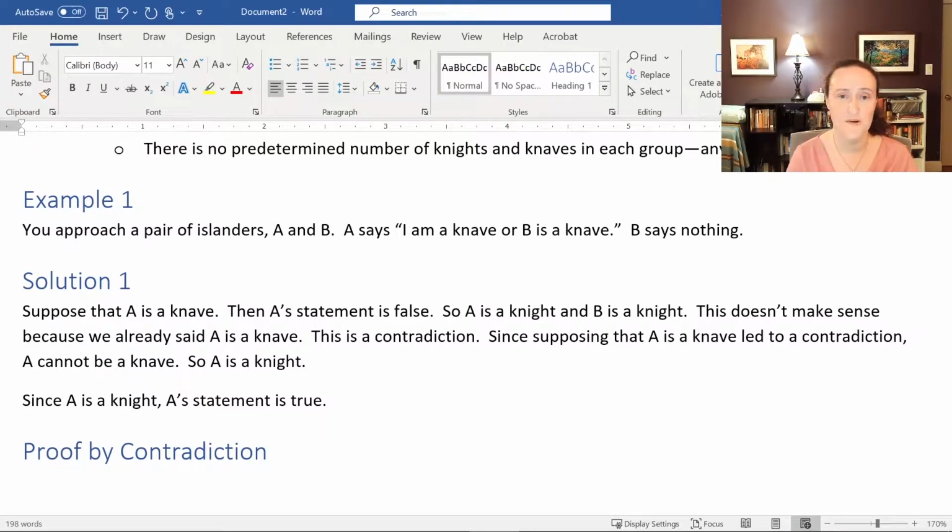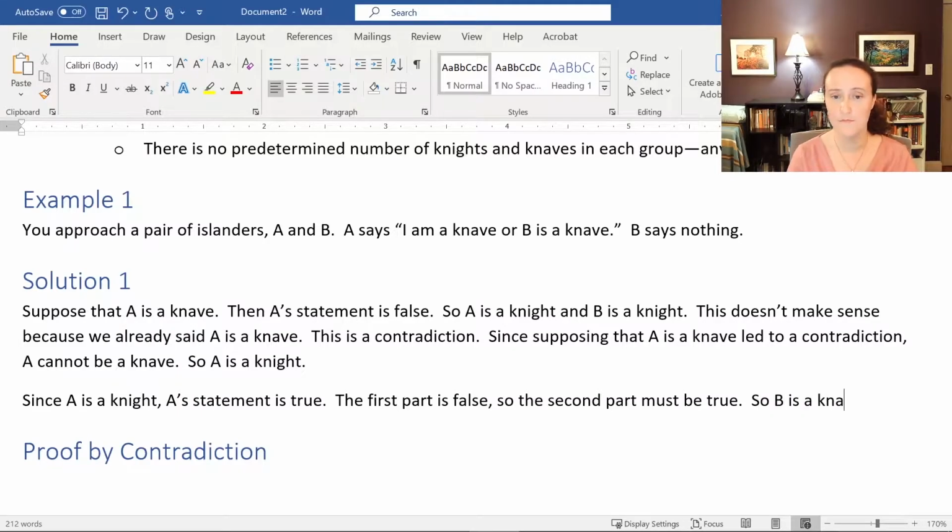In this case, the first part is definitely false. But the overall statement must be true. So we need the second half. The second half must be true in order for the overall statement to be true. So we can go ahead and conclude the second part of A's statement is true, meaning that B is a knave. All right, so at this point we have solved the puzzle.